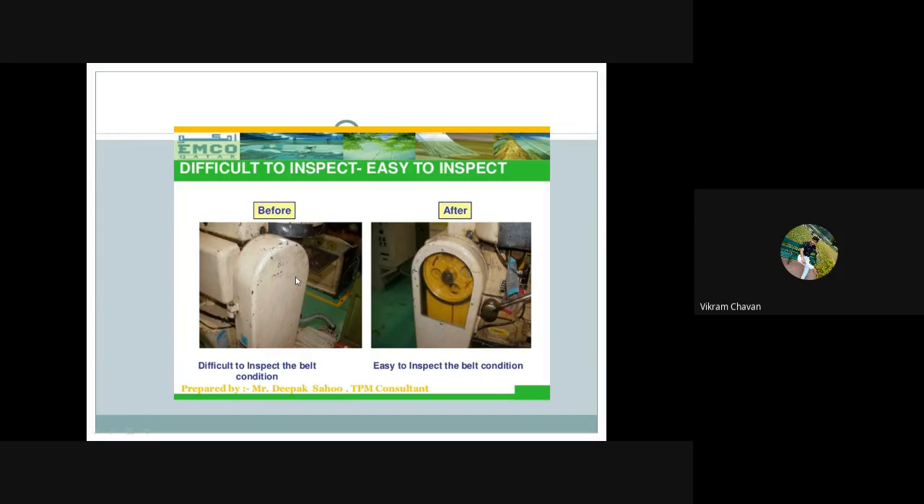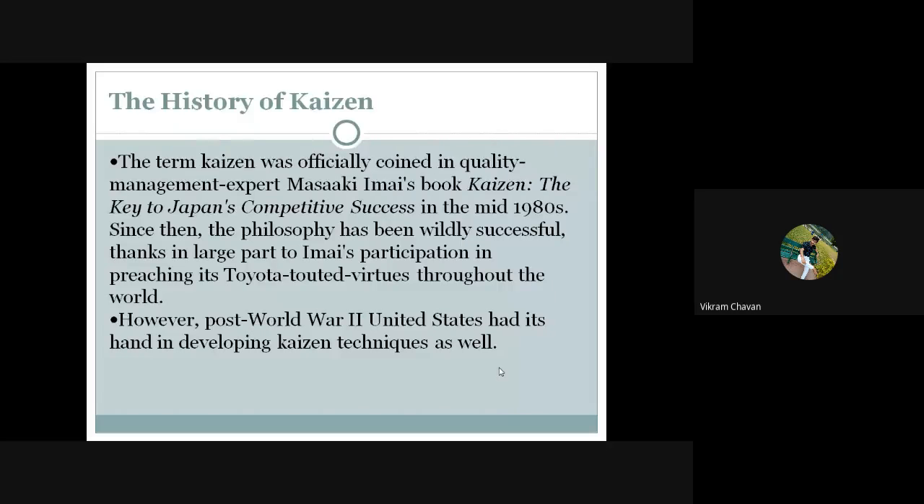So in the earlier case you cannot visualize the condition of the belt. For that purpose you have to remove this particular cap and then see that particular belt. Here you reduce one process of removing the cap or protector, and you can just stand in front of the machine and visualize the condition of the belt. So that is nothing but easy inspection. It was difficult to inspect the belt condition before applying the Kaizen, and now it is easy to inspect. Okay, so you can apply this Kaizen for any location. Now, what is the history of Kaizen?